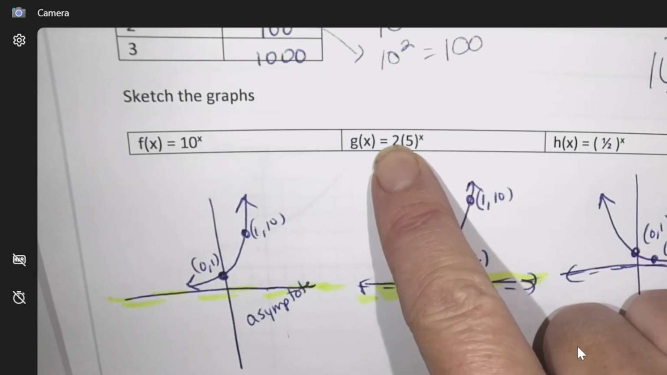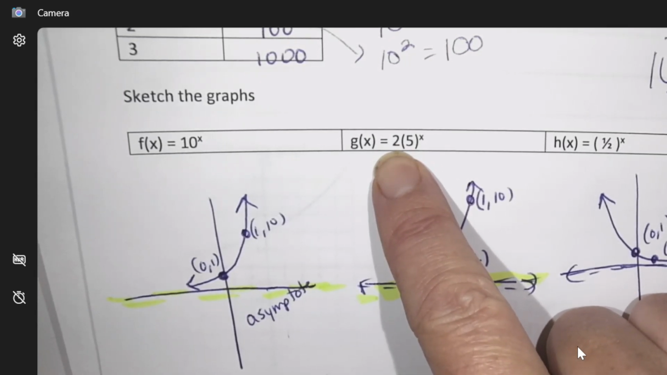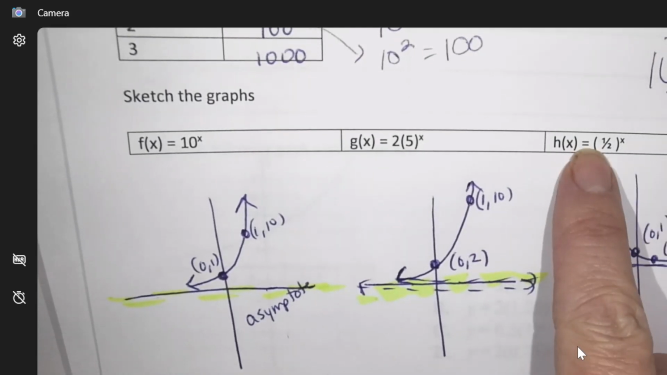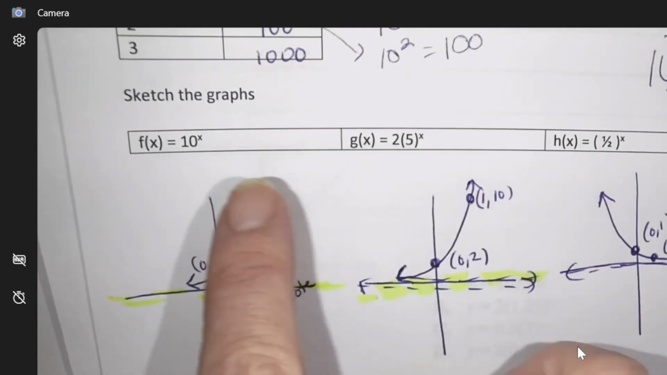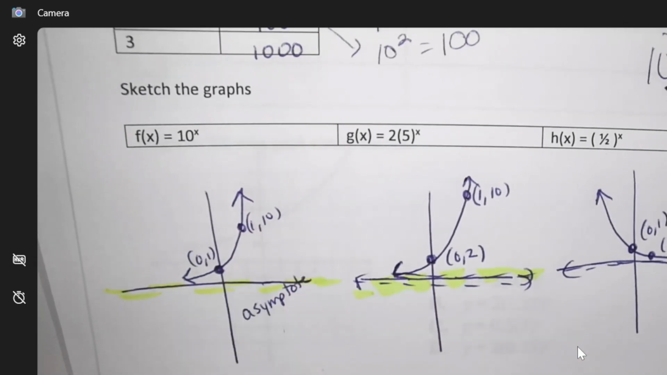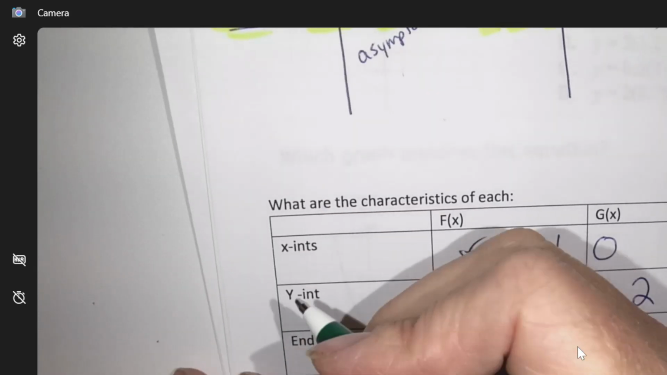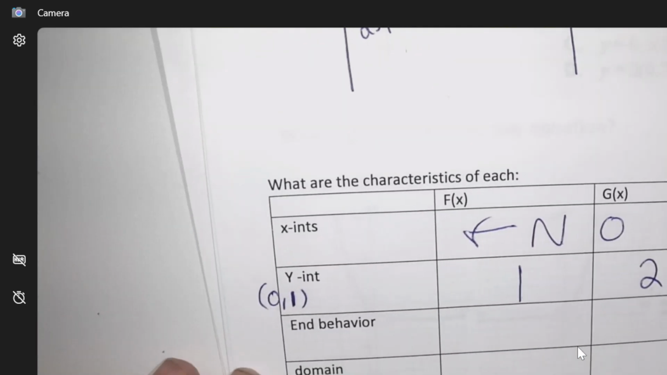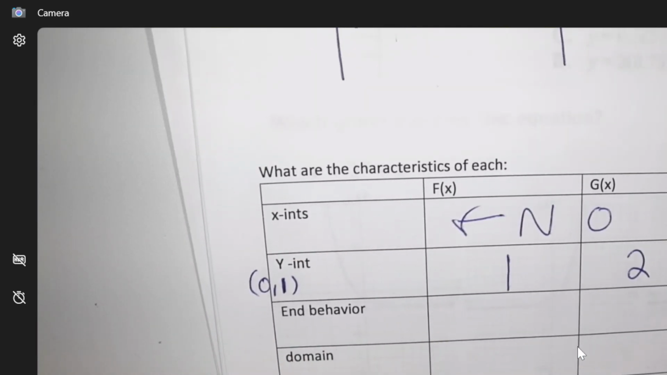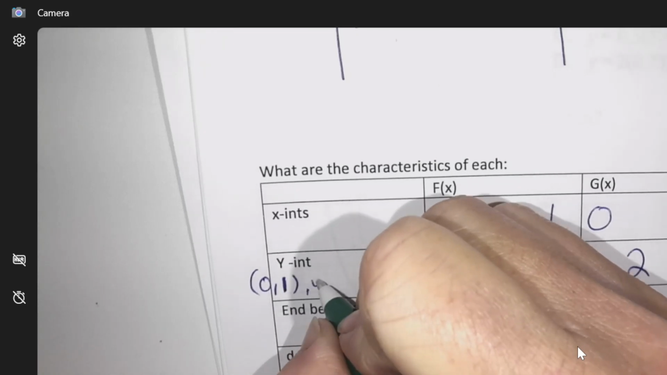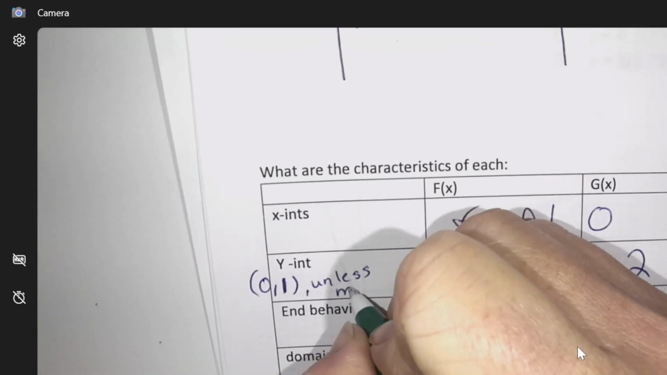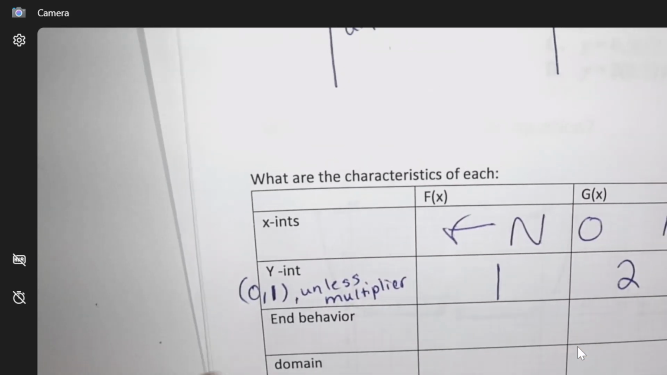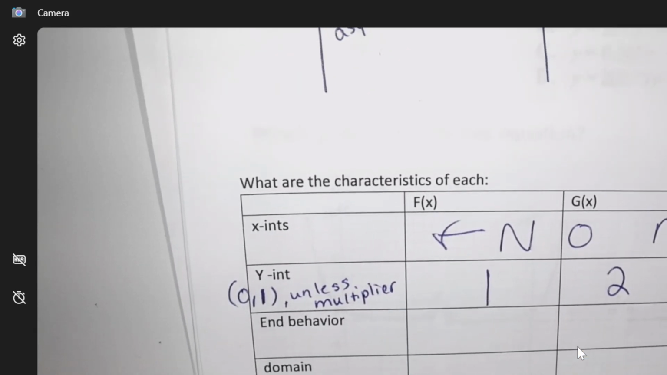Something to do with the coefficient. That is a 2, that's an 8. Is there a coefficient here? No, so it's 1. Is there a coefficient here? No, so it's 1. So the y-intercept would always be at 0, comma 1, unless there's a multiplier. As soon as there's a multiplier, it changes that.